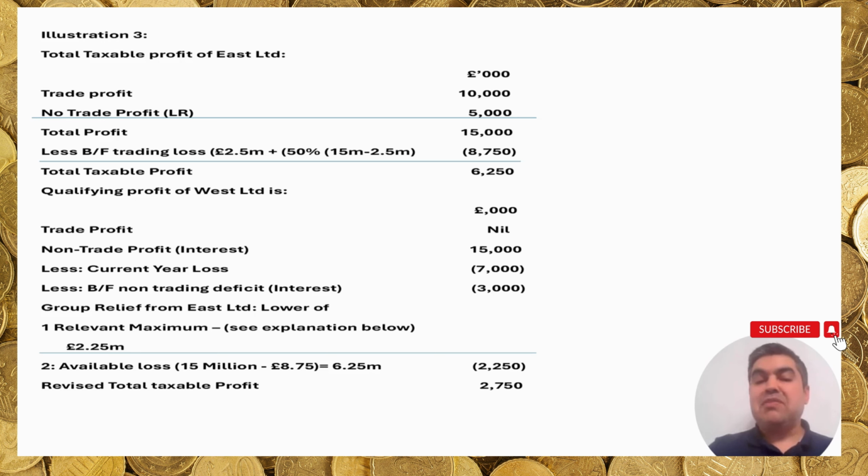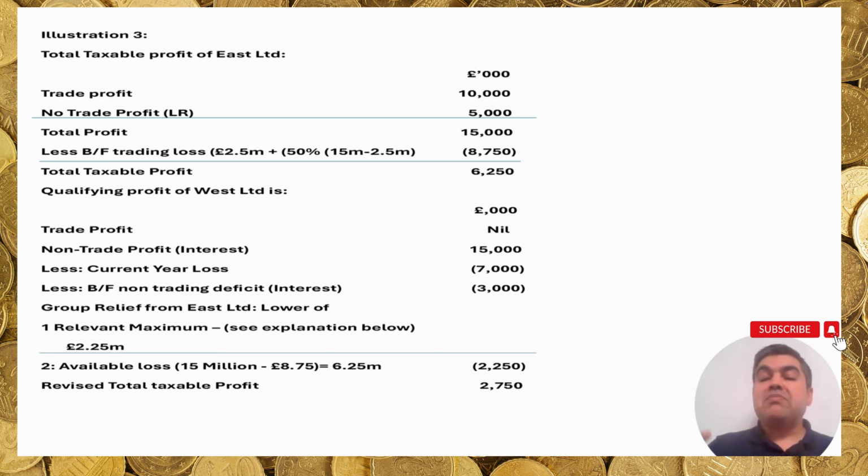So you will start with East Limited. East Limited total profit, then use the brought forward losses, but make sure the restriction applies because of the annual maximum deduction allowance. Remember, we said assume the deduction allowance is available for the group. If it's a standalone company, 5 million is available for each company.